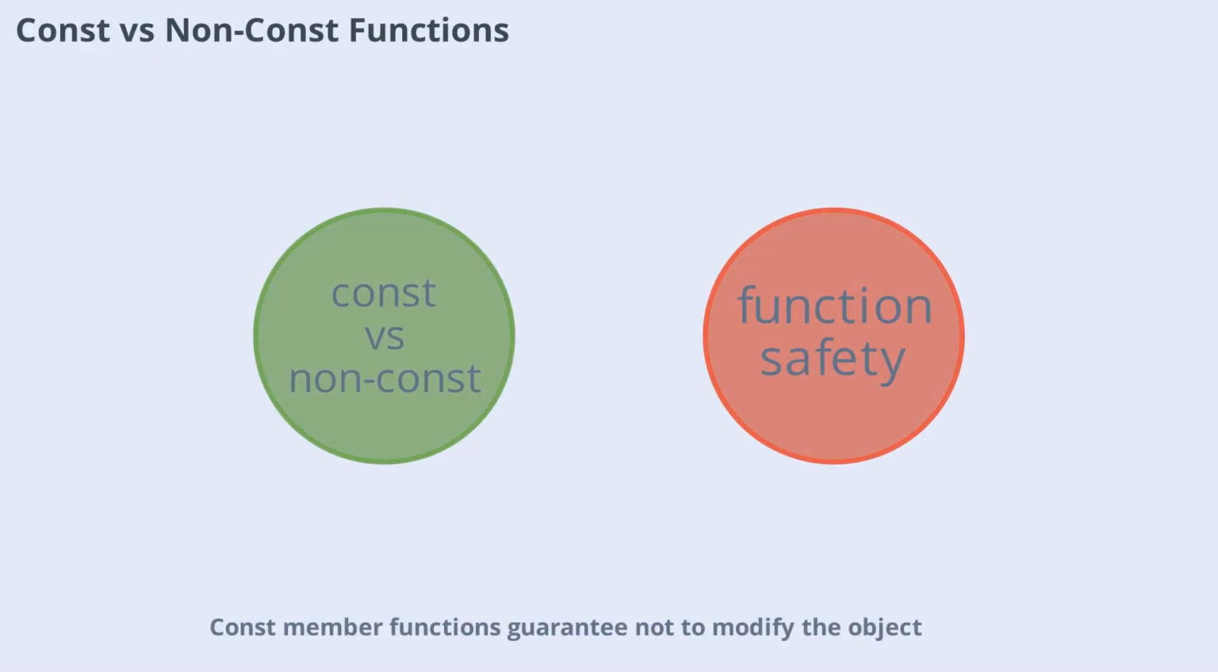Const member functions guarantee not to modify the object, making them safe for use with const objects. Non-const functions, on the other hand, can modify data members and are not safe to call on const objects. Use const functions for read-only operations and non-const functions for operations that change the object's state.